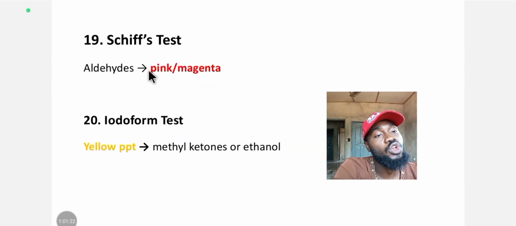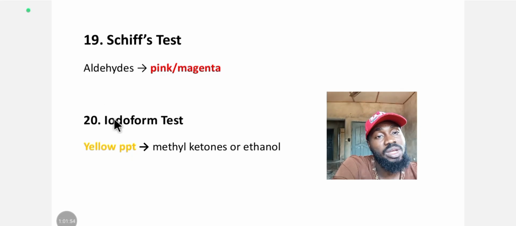The next we have here is the Schiff's test. The Schiff's test is used basically only for aldehyde. What happens when you add Schiff's reagent to the solution that you suspect might contain aldehyde? It turns the solution pink or magenta. This coloration indicates the presence of aldehyde.